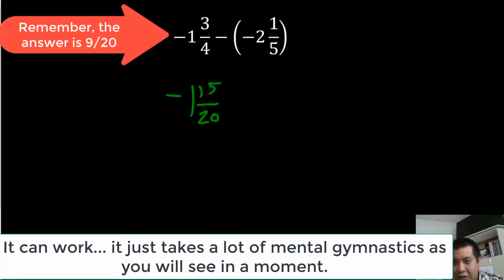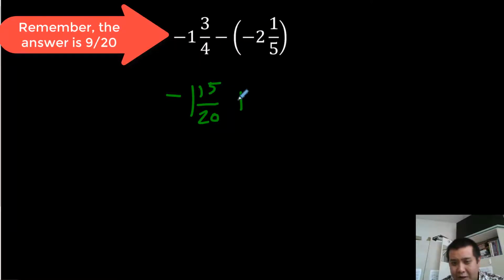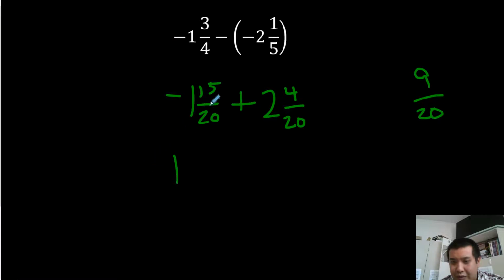We're still going to change this into an addition of the opposite, so plus 2 4/20. Okay. Here we got negative 1 plus 2, so that's going to be 1. And here we have 15 plus 4, which is 19. But that's not what we got last time. Last time we got 9 over 20. Here we would have gotten 19 over 20.